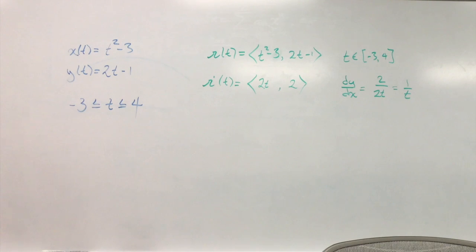The range will be changing, right? Because -3 to 4 is like the domain of t. So for the function, it would be like 6 through.